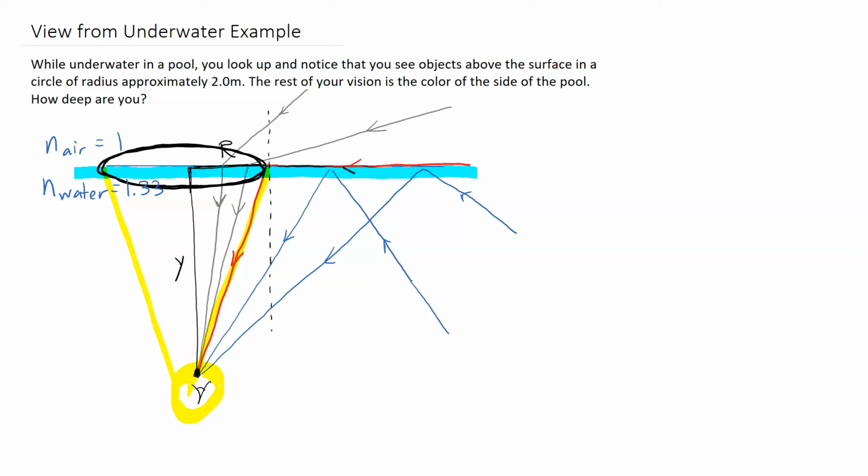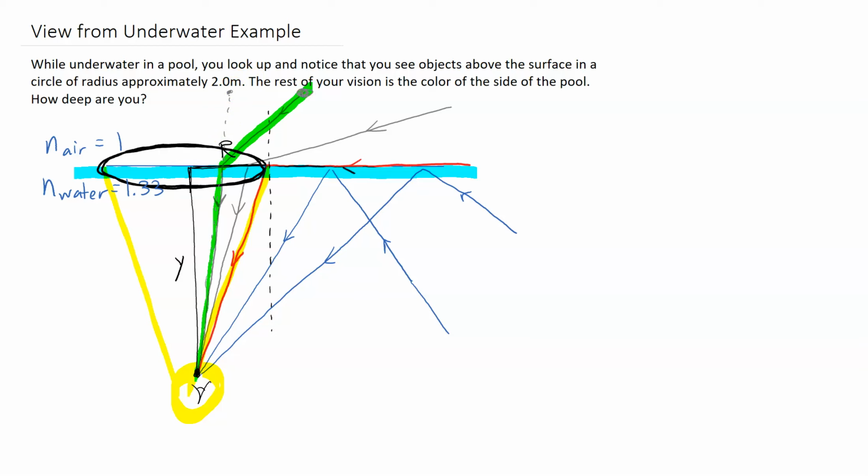Let's follow a couple of light rays here. I'm going to trace one of these gray light rays. Here's a light ray coming from a tree out here. It bends toward the medium with higher index of refraction, and it comes to your eye. Now let's trace that back. It looks like this light ray is coming from here, even though it originated from over here.